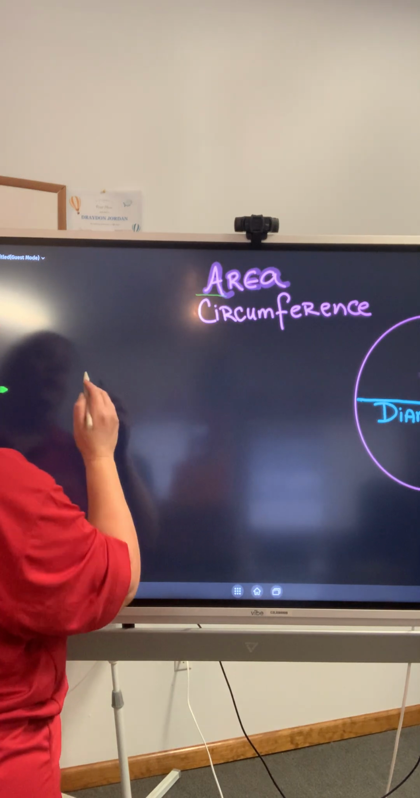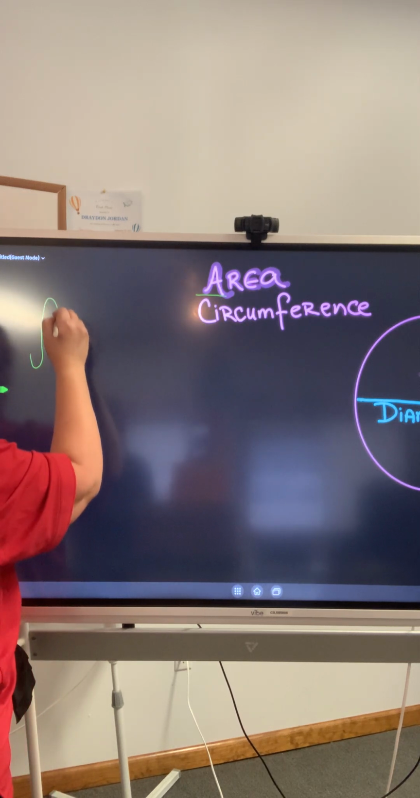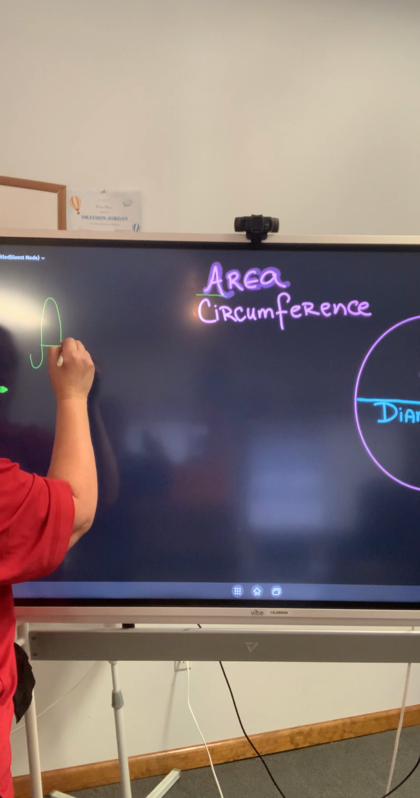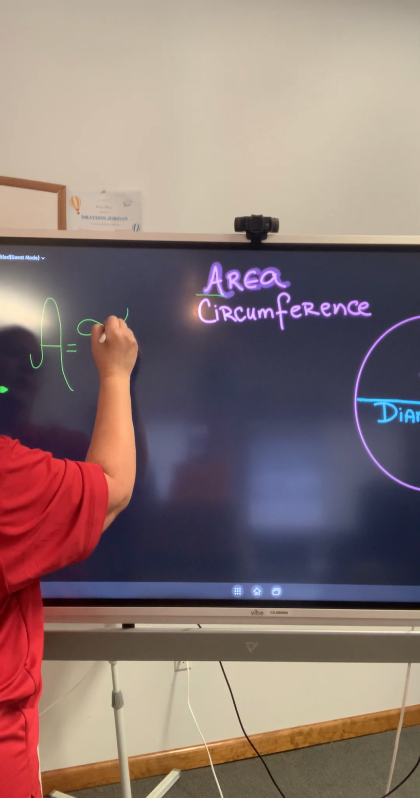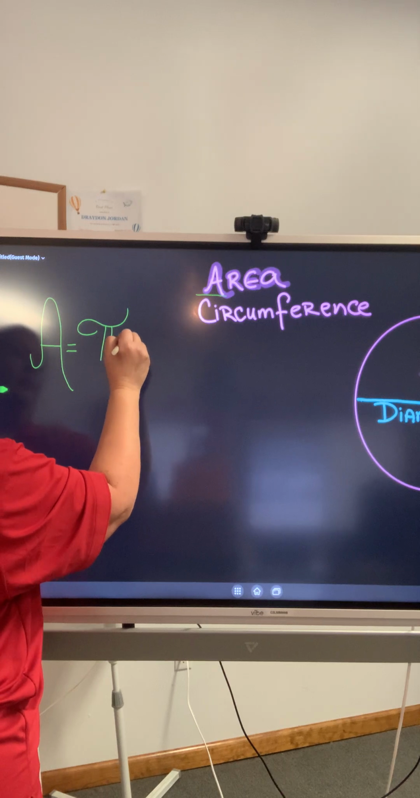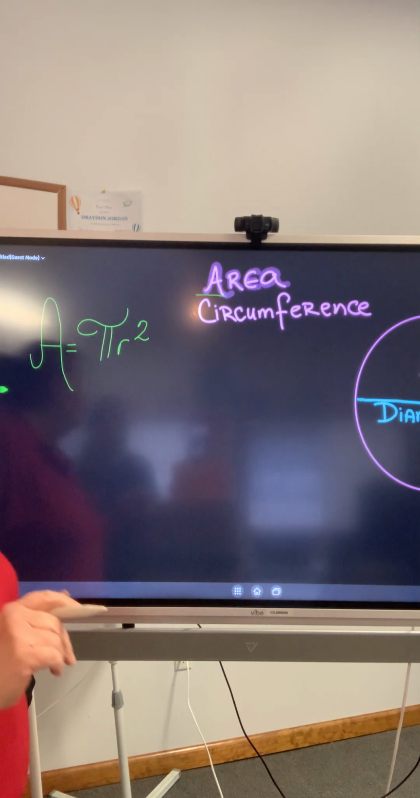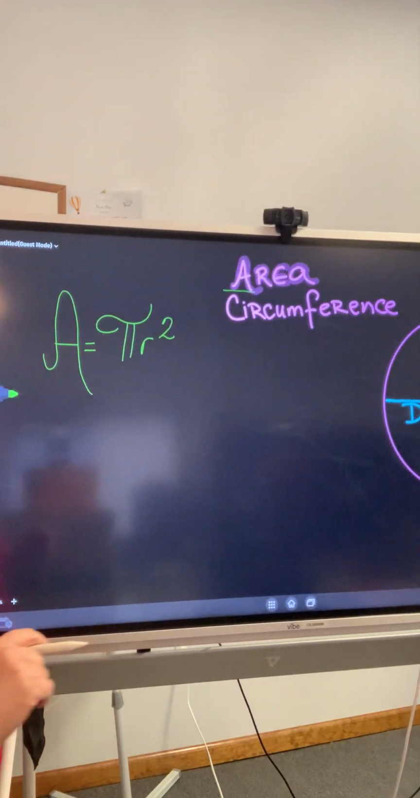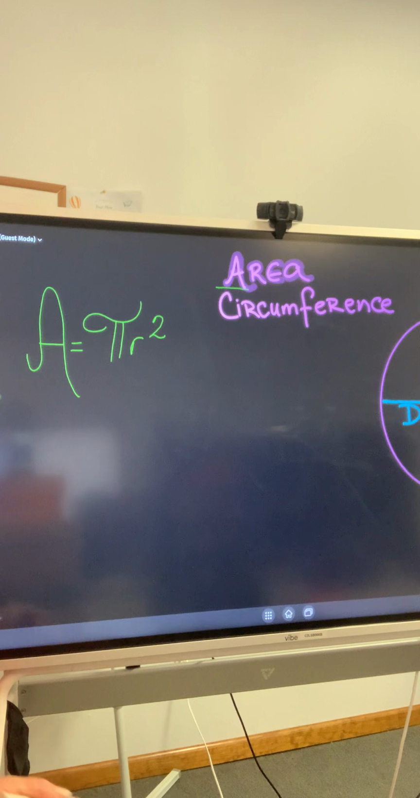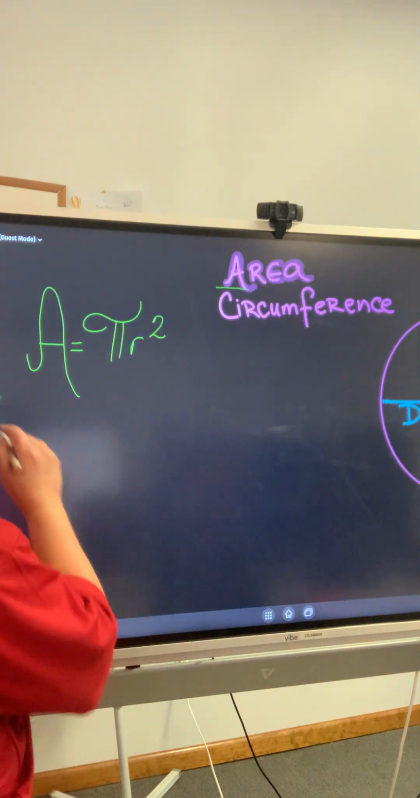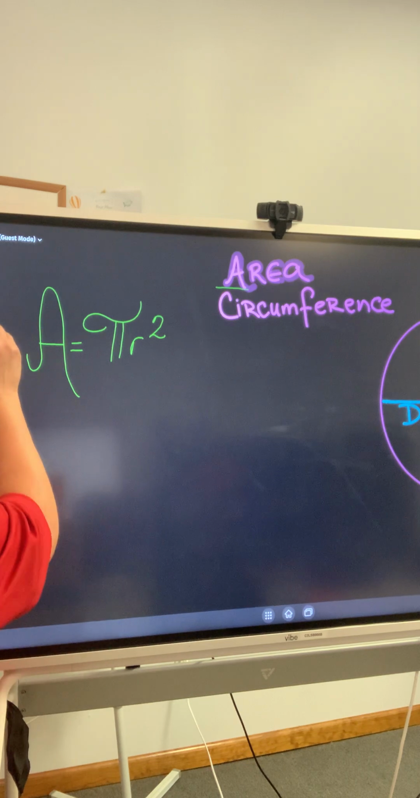A is going to represent area. Area equals pi times radius squared. Don't jump to conclusions that that's hard, because it's really not. It's very, very simple, I promise. You'll see. Hold on.